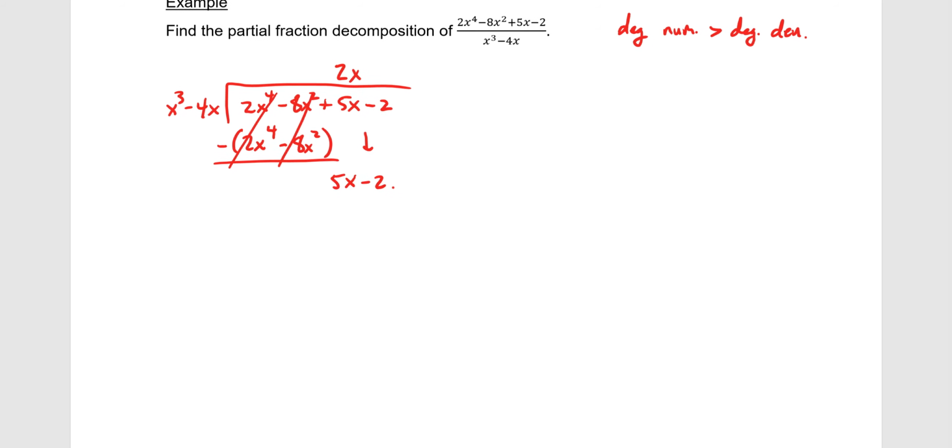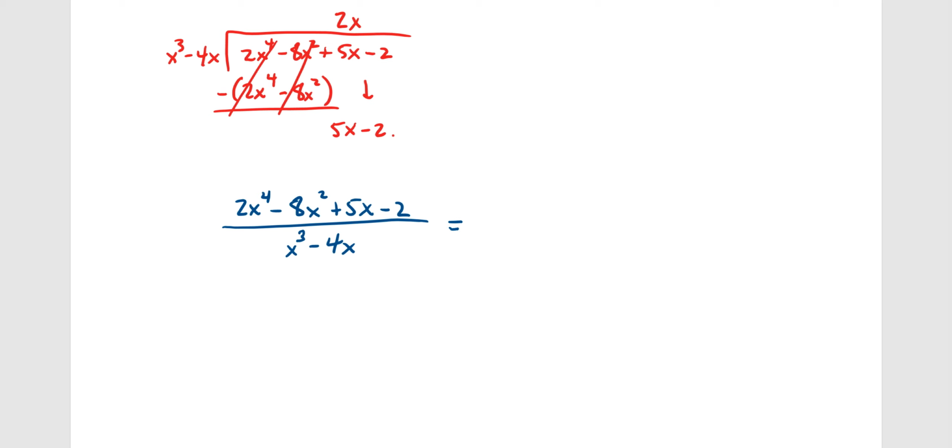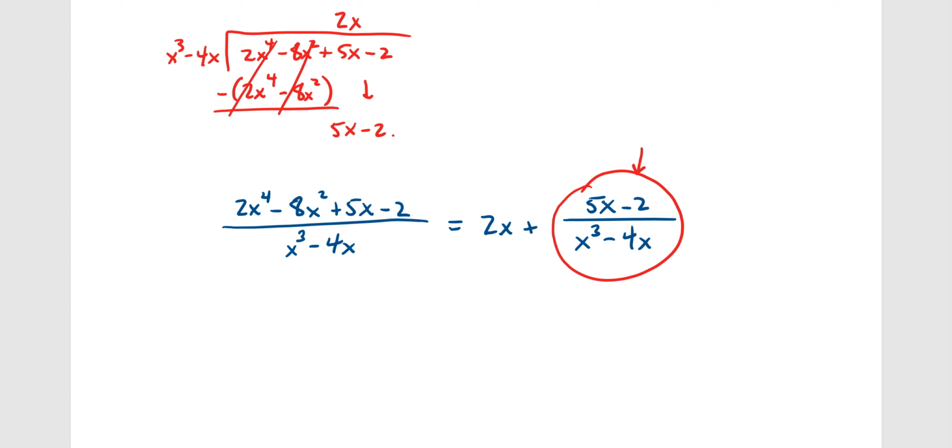So let's reset this back up here. We have the original expression, and using that division algorithm, we know this equals 2x, the quotient, plus the remainder over the divisor. So we have to think back to setting this up using the division algorithm. And what we have to do now is we need to work with this remainder portion over here.